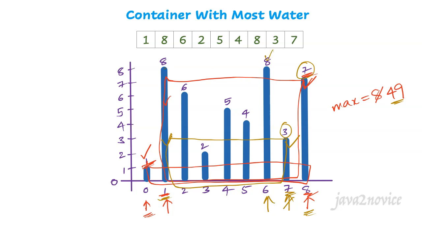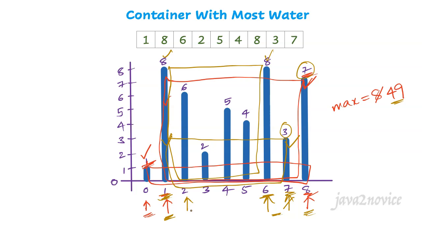Both heights are the same, 8 and 8. This is the possible container it can form. The width is 6 minus 1 equal to 5. 5 multiplied by 8 is 40. Since 40 is still less than 49, no need to update this value here. Now, since both pointers are at the same height, move any one of the pointers. We will move this first pointer to here.